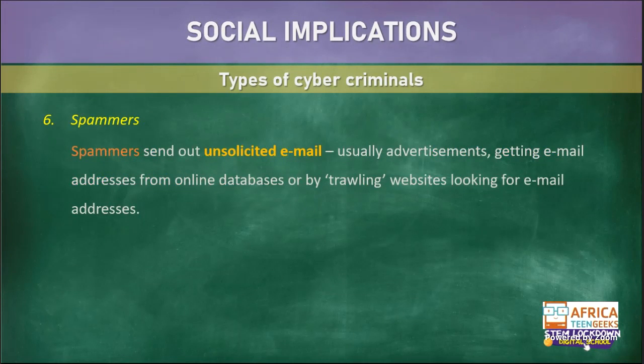Now, these ones send out unsolicited email, usually as adverts, getting email addresses from online databases or by trawling websites looking for email addresses. They get the addresses, and then mostly they sell the email addresses to marketing companies for a large sum of money. These days, with the use of WhatsApp, they can send promotions where you have to fill in your details, maybe your email address or phone number, and maybe forward it to 10 other people. What they are simply doing is collecting the credentials so that they can sell them to other people. So these are spammers.